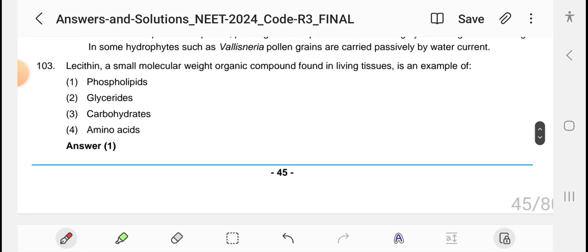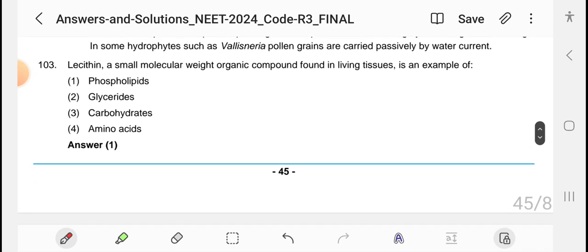So your next question, lecithin, a small molecular weight organic compound found in living tissues, is an example of. So this is a very easy question. So the answer for this question would be option number 1, that is phospholipids.